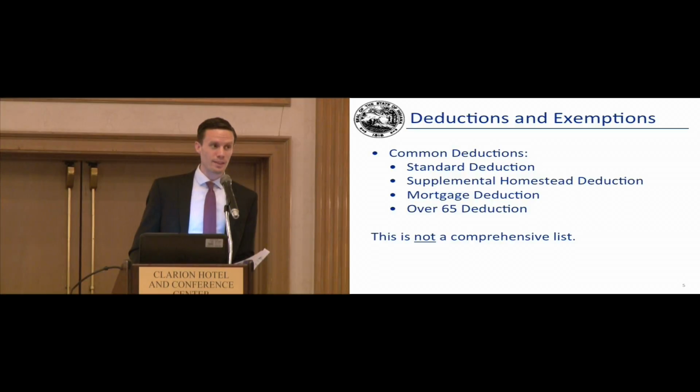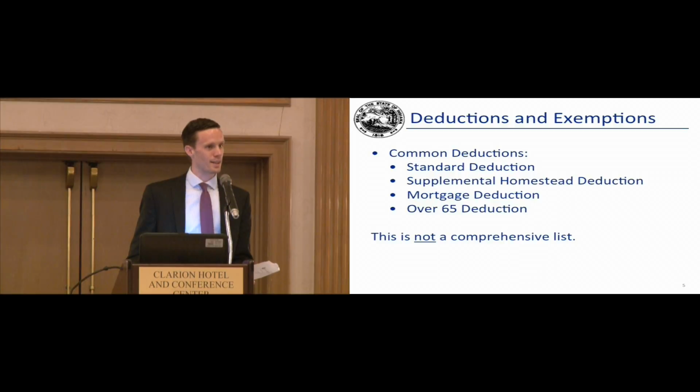So some of the common deductions that folks are going to see include standard, supplemental, mortgage, over 65. Mike Duffy. Has everyone here had a chance to meet Mike before and go through one of his presentations? Mike's going to be doing his presentation, I think, tomorrow, so he'll go in much more depth about this. But just for example's sake, I'm going to show what some of these dollar amounts are so we can think about them in the context of calculating an individual's tax bill.